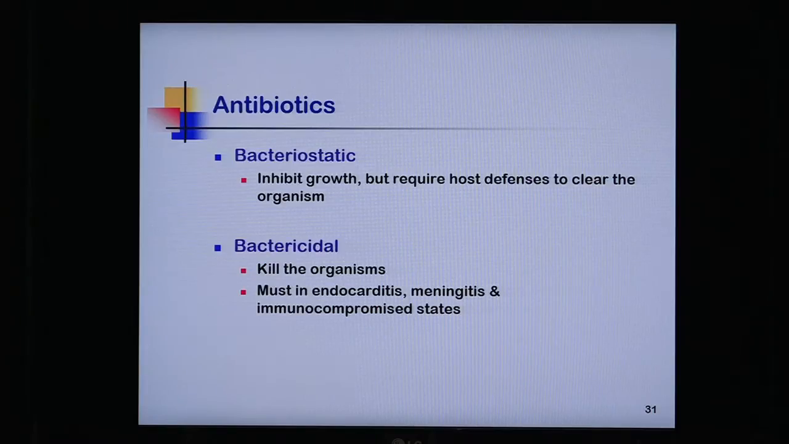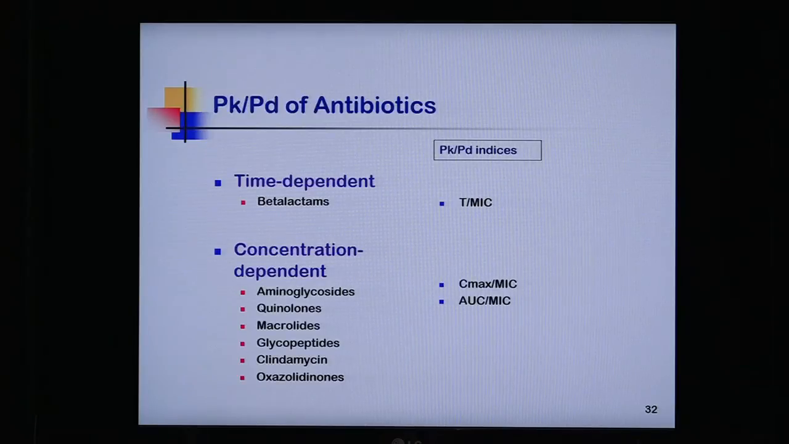Because in a serious infection, bacteriostatic drugs are not going to work. The bacteriostatic drug will only stop multiplication of the organism but will not kill it. You require the host defenses for the particular organism to be removed. So, if the patient is already critically sick or is immunocompromised, he is not going to have any benefit. So, that is the difference, and therefore, we must know which drug is bacteriostatic or bactericidal against which organism.